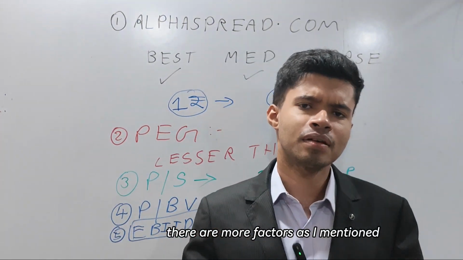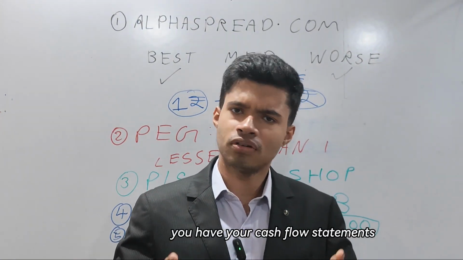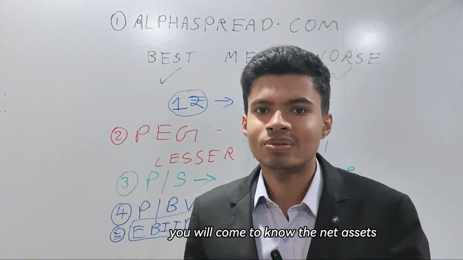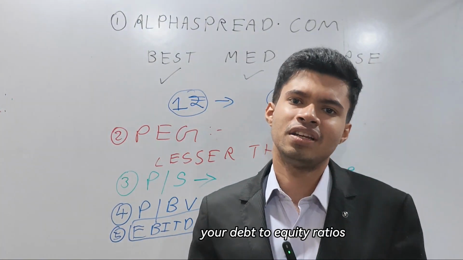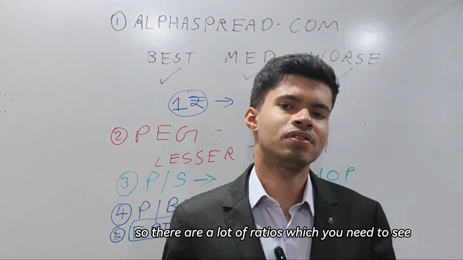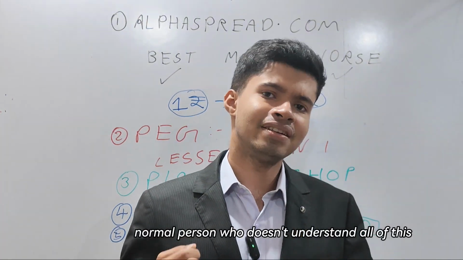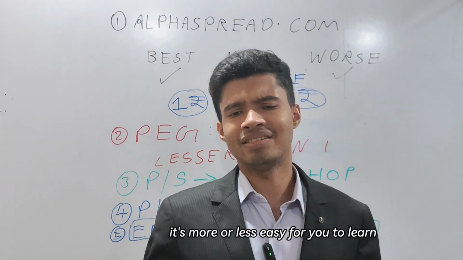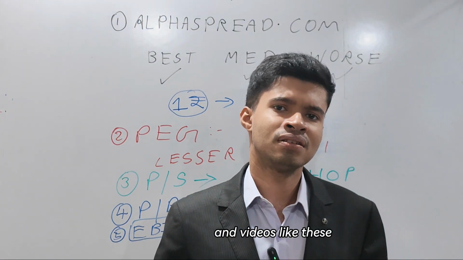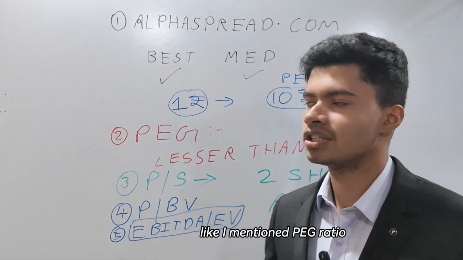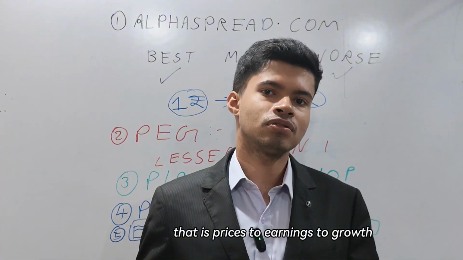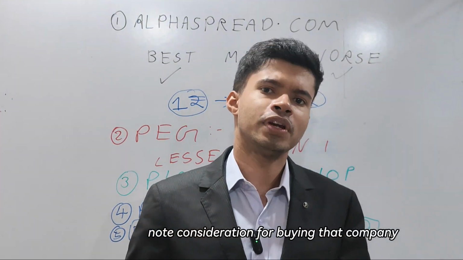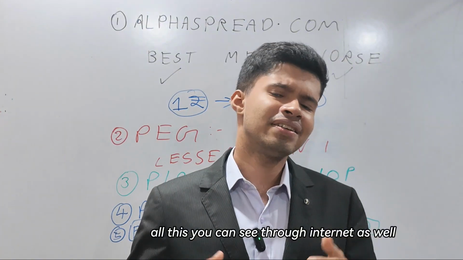Now, see, there are more factors as I mentioned. You have your cash flow statements, your profit and loss, your balance sheet. When you go through everything, you will come to know the net assets, your debt to equity ratios. So there are a lot of ratios which you need to see. And for a normal person who doesn't understand all of this, in today's day, with the internet, it's more or less easy to learn. And it's not that somebody is telling you, like I mentioned, PEG ratio, that is price to earnings to growth, has to be less than 1 for a good consideration for buying that company. All this you can see through the internet as well.